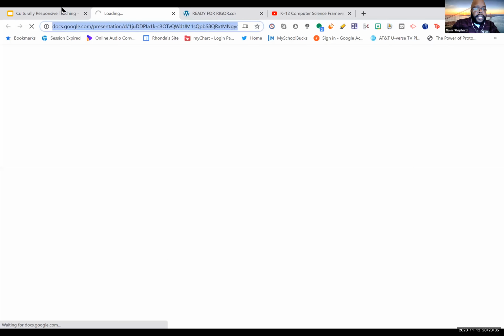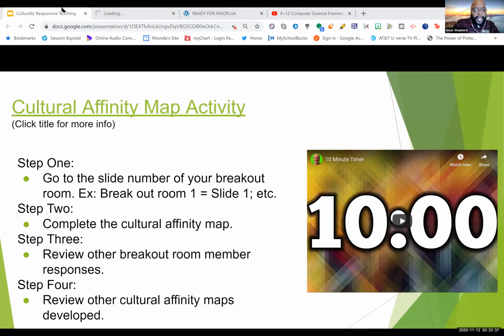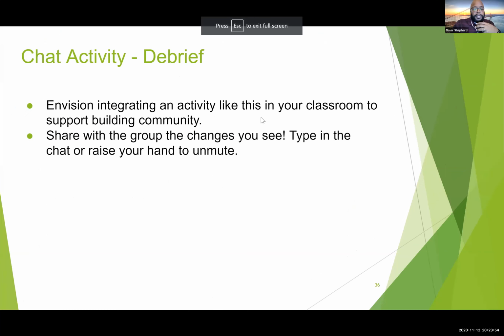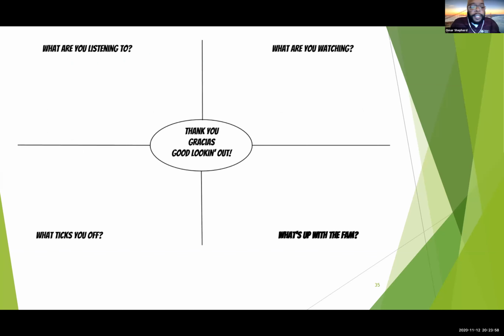And here on this document, what you do is you're asking students to respond to a series of prompts. So here's what it looks like. In the first segment, students have 10 minutes to respond to a series of prompts that they get to see on the page. I'm sorry, I went too far ahead. What are you listening to? What are you watching? What ticks you off? And what's up with the fam, right?